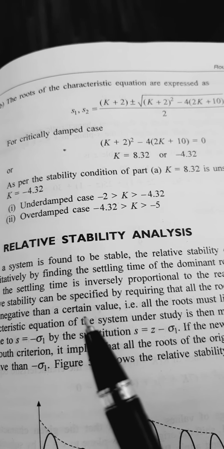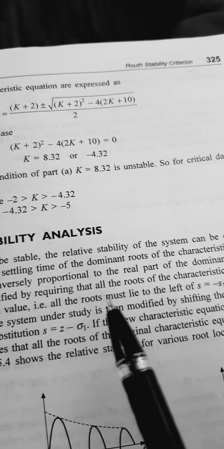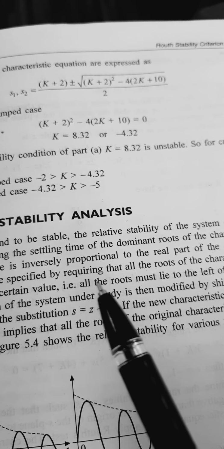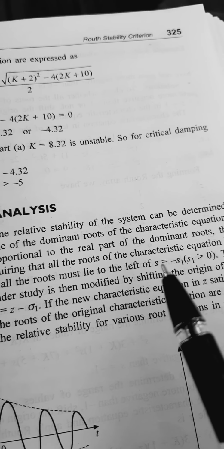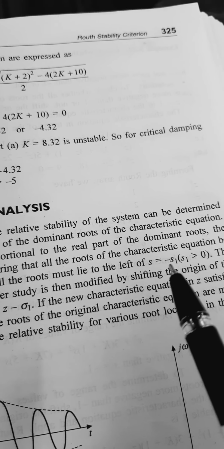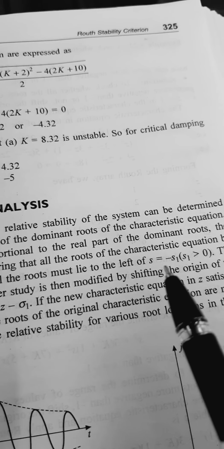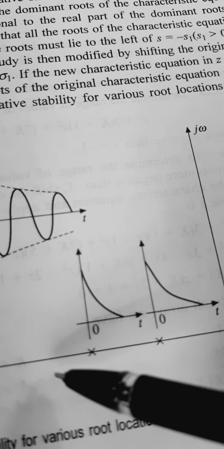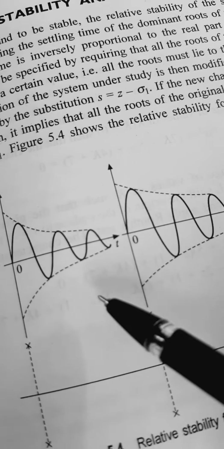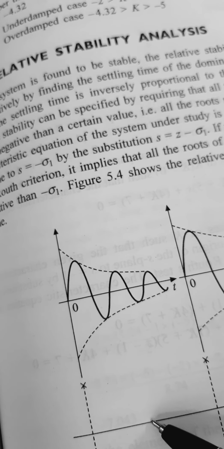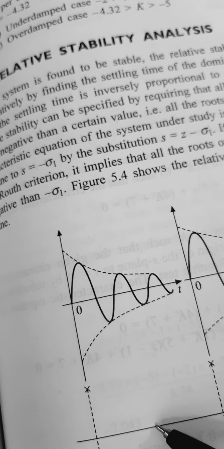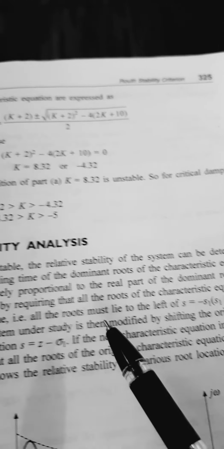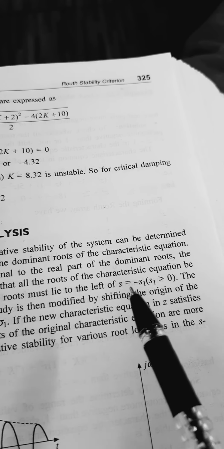So relative stability can be specified by requiring that all the roots of the characteristic equation be more negative than a certain value. That is, all the roots must lie to the left of s equals minus sigma 1, where the magnitude of sigma 1 is greater than 0. Suppose you are considering one value, that is minus sigma 1. If s is less than this, or more negative than this, or left of this, then we can say that all the roots lie to the left of s equals minus sigma 1.